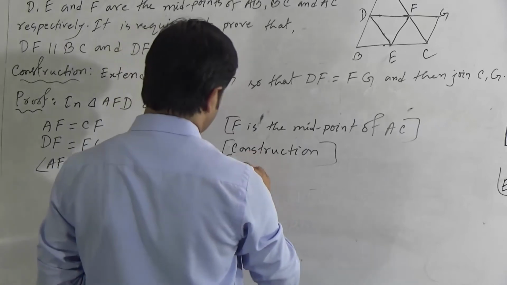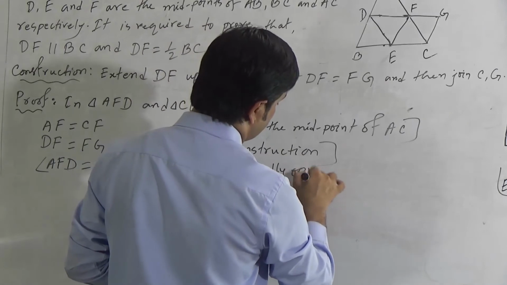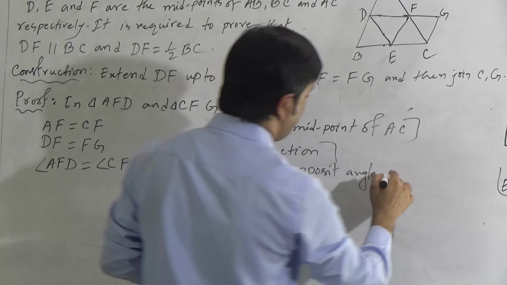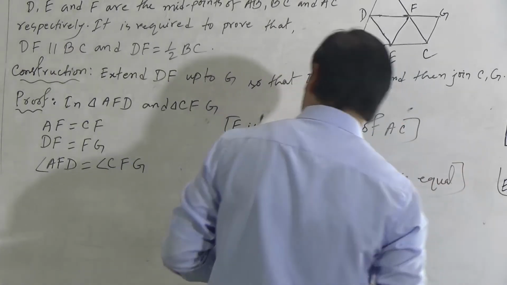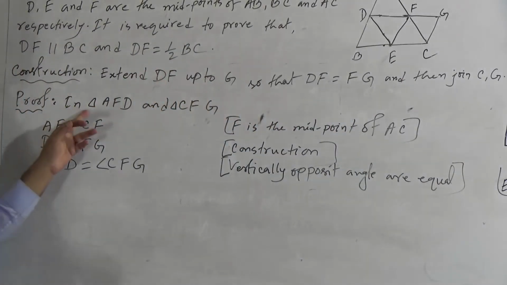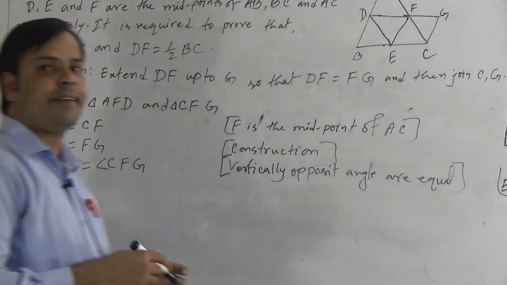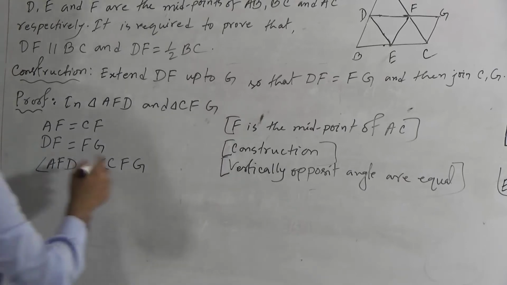Vertically opposite angles are equal. Okay, dear students, so we can say triangle AFD and triangle CFG are congruent according to the congruency theorem of side angle side theorem.